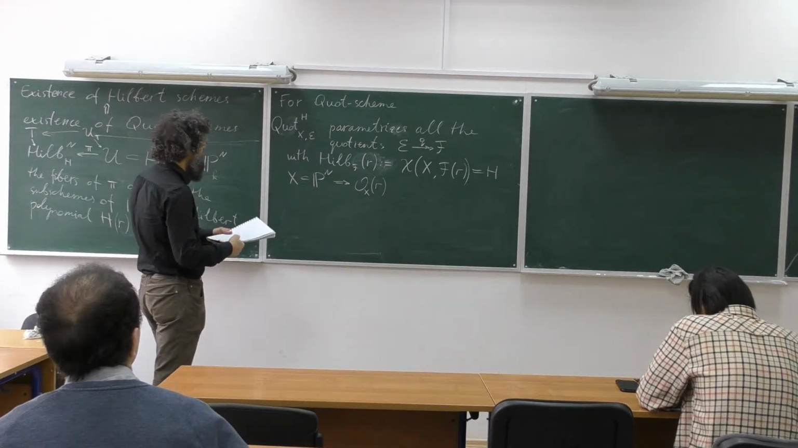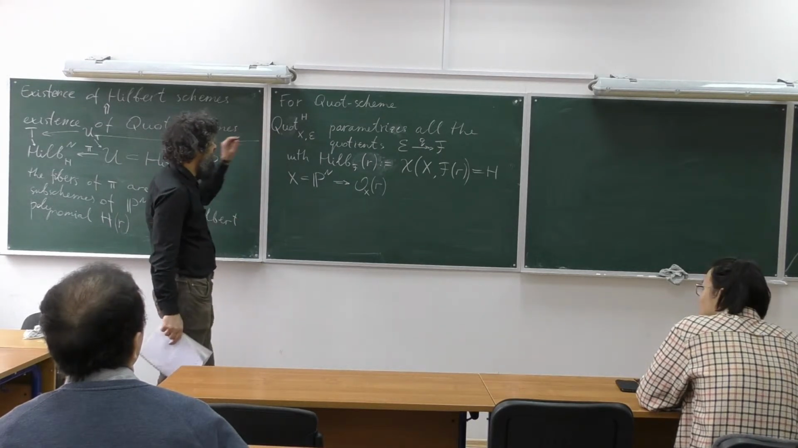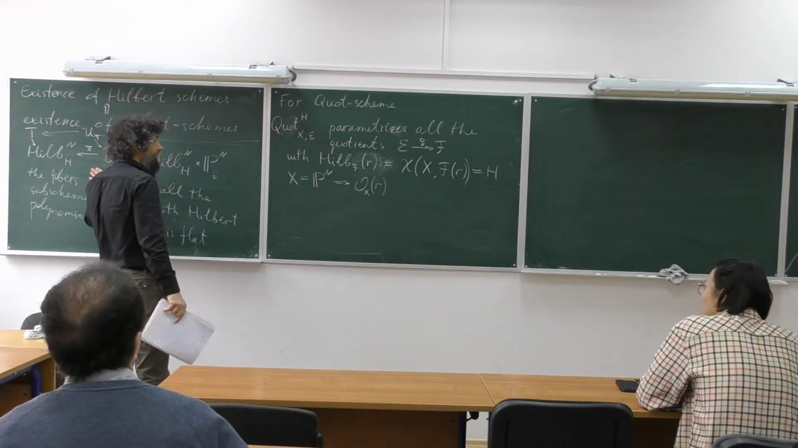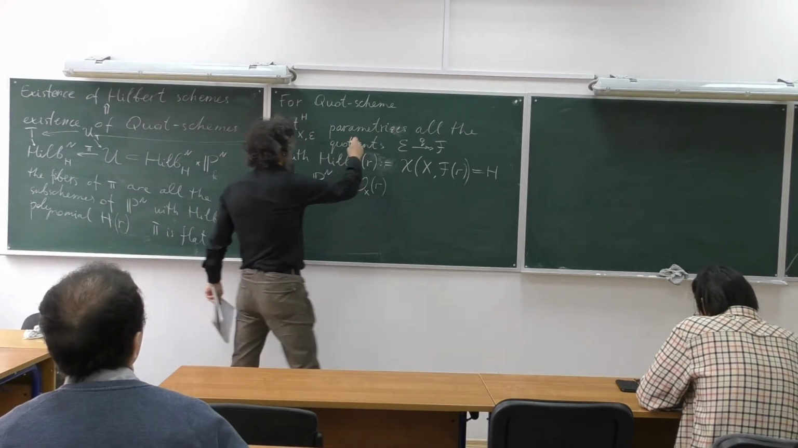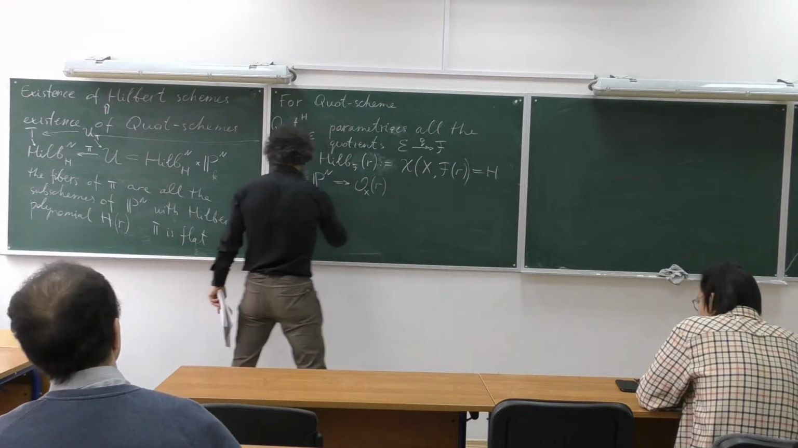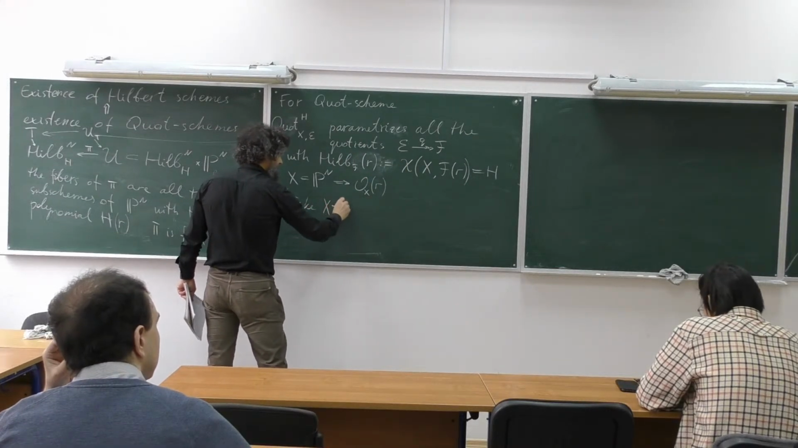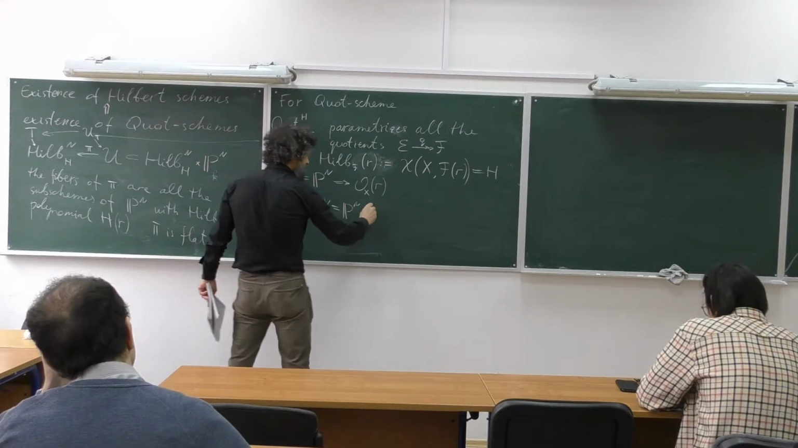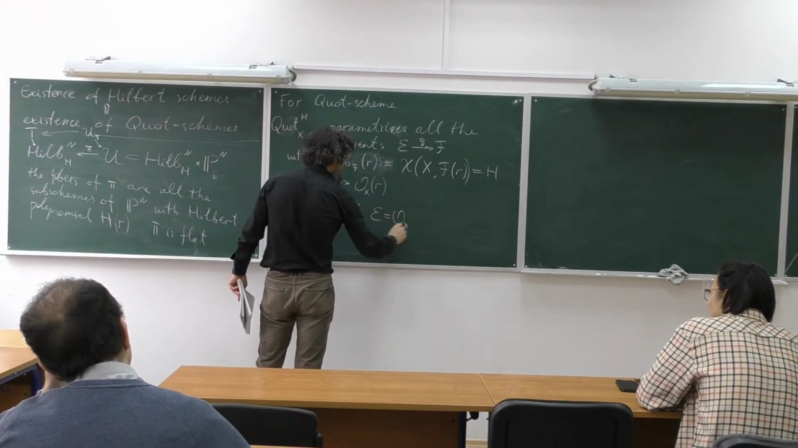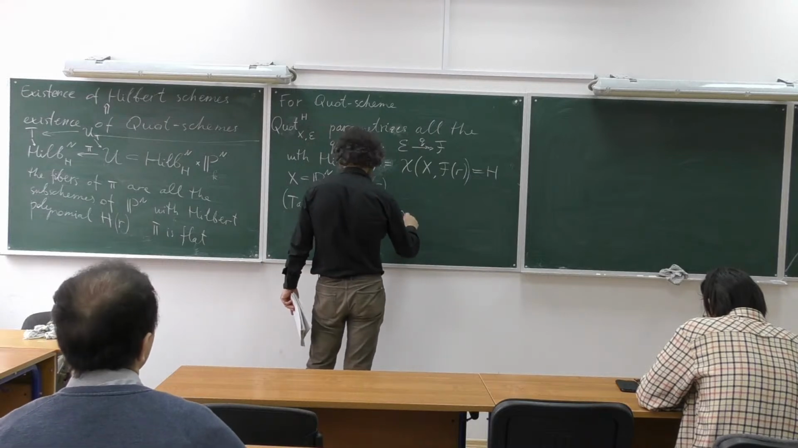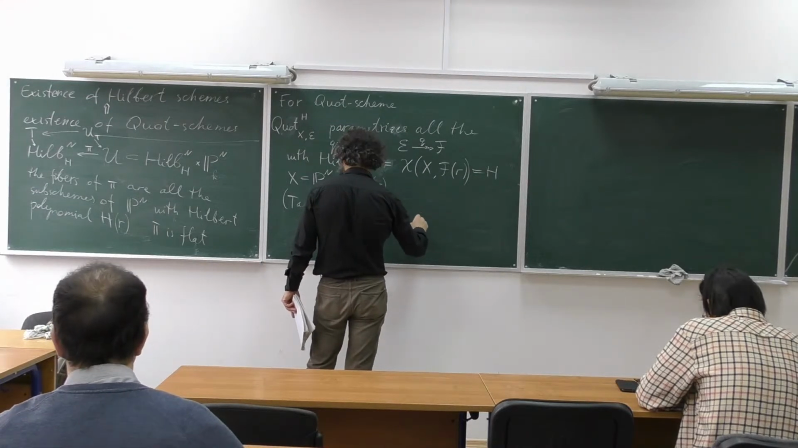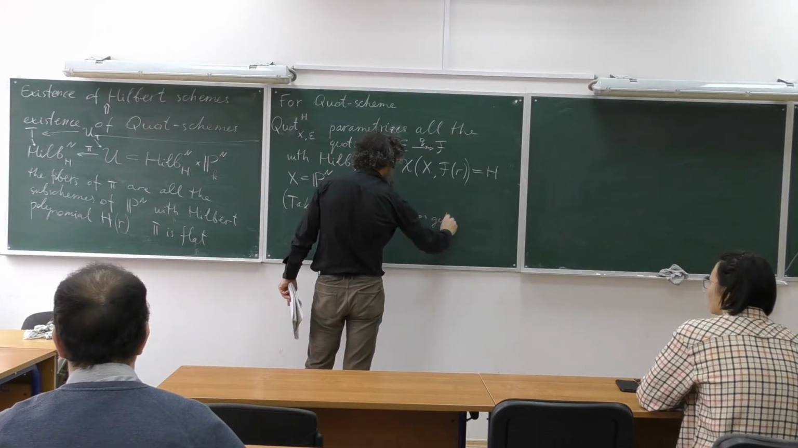Okay. So if you want to apply this existence theorem to the Hilbert case, just take X equal to the ambient space and E equal to O_X, and get the Hilbert scheme.